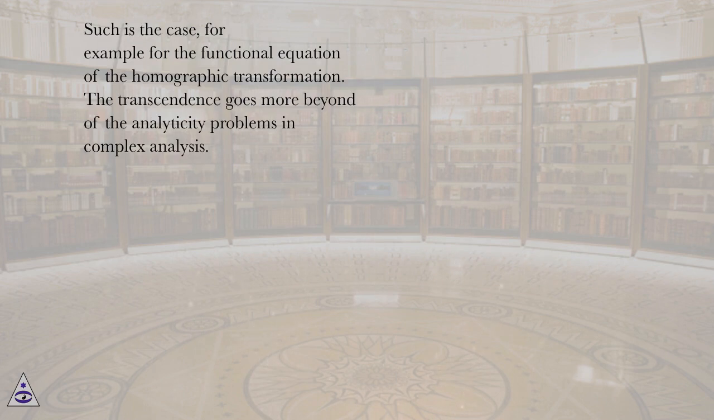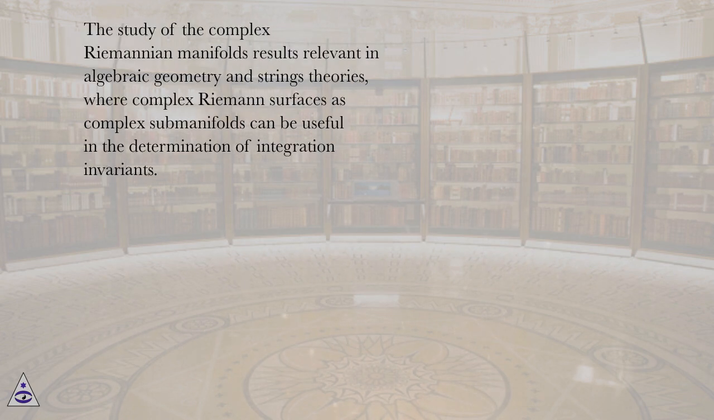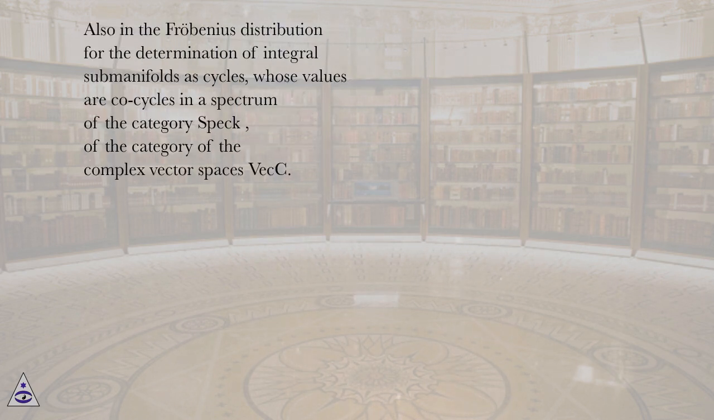The transcendence goes beyond the analyticity problems in complex analysis. The study of complex Riemannian manifolds is relevant in algebraic geometry and string theories, where complex Riemann surfaces as complex submanifolds can be useful in the determination of integration invariance. Also in the Frobenius distribution, for the determination of integral submanifolds as cycles, whose values are cocycles in a spectrum of the category Spec, of the category of the complex vector spaces Vec.